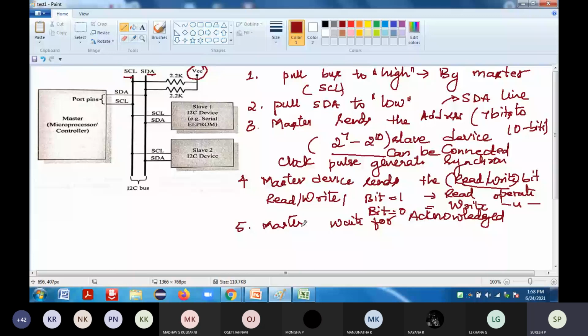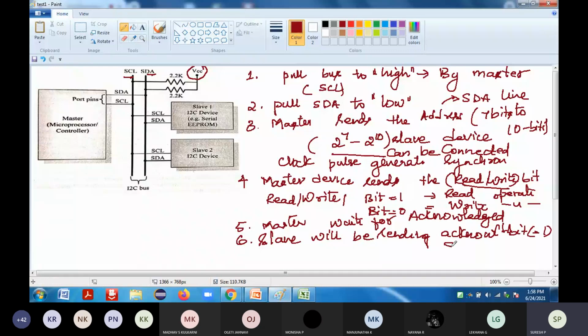So next, after the master sends that, the slave device with the address requested by the master responds by sending the acknowledgement bit. Now the master waits for acknowledgement, so who has to send the acknowledgement? The slave will send the acknowledgement. The acknowledgement bit will be 1, and it is going to be sent through the SDA line.